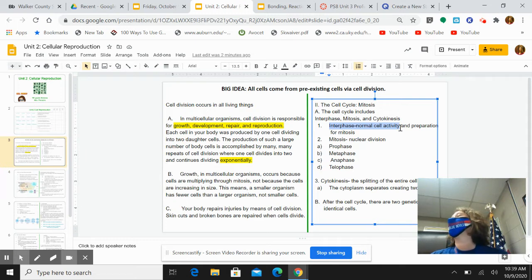Now, mitosis is pretty cool because it has some phases of its own. Mitosis is the process of nuclear division, so highlight that. Mitosis, nuclear division.